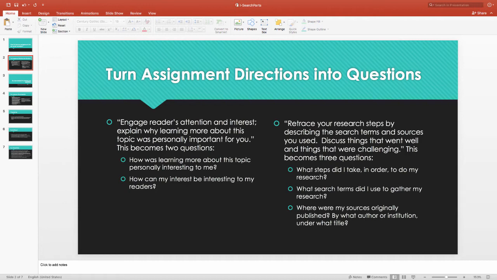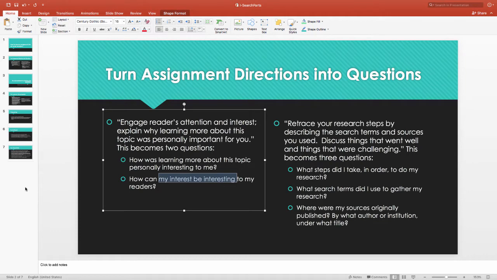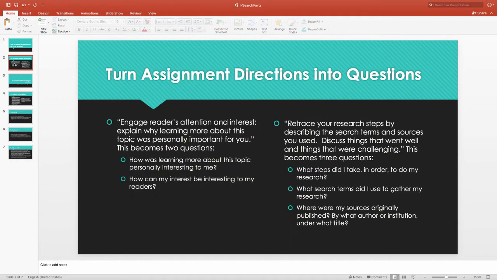So the I-Search is already geared to make your interest more interesting, but of course you want to compound on that by being open and detailed and descriptive about what the stakes are for you and why this is meaningful. You have another direction in the I-Search. Retrace your research steps by describing the search terms and sources you used. Discuss things that went well and things that were challenging.